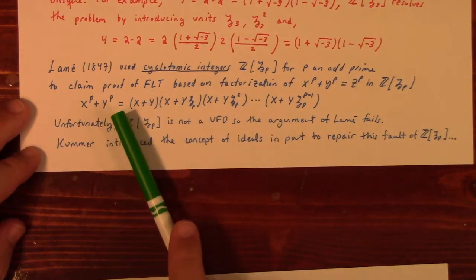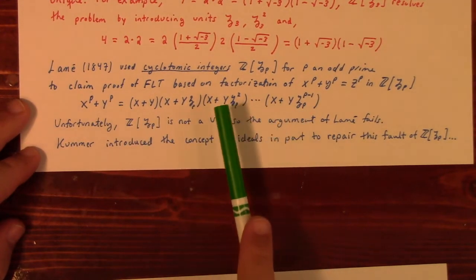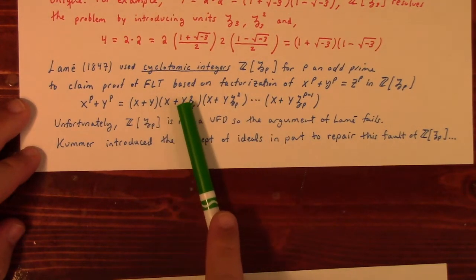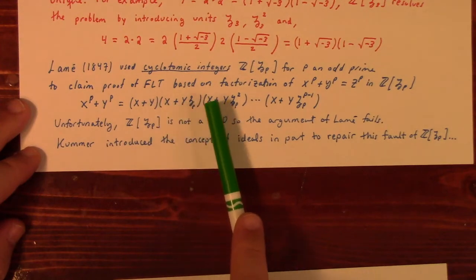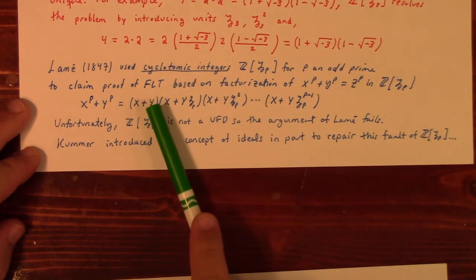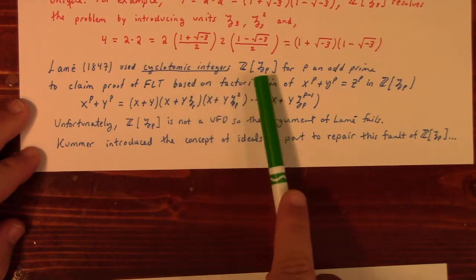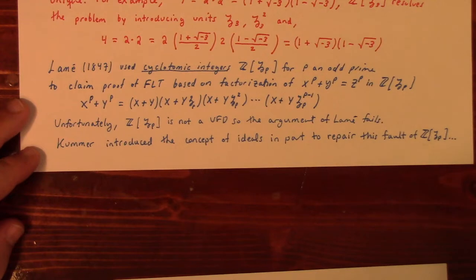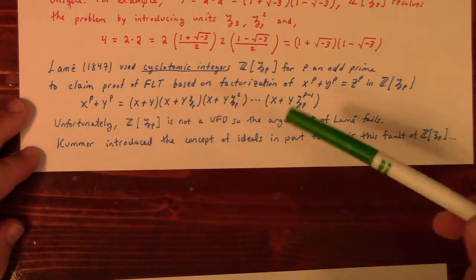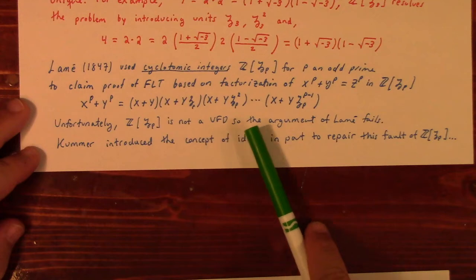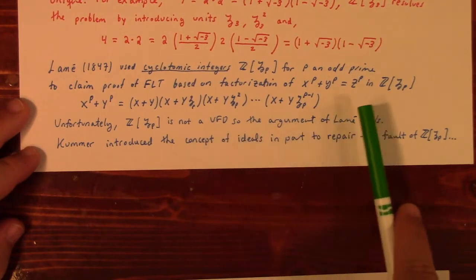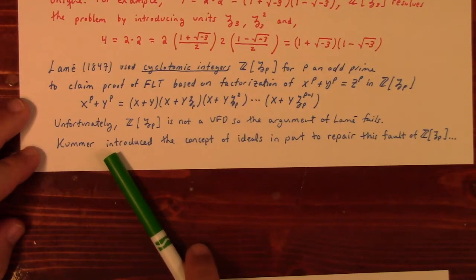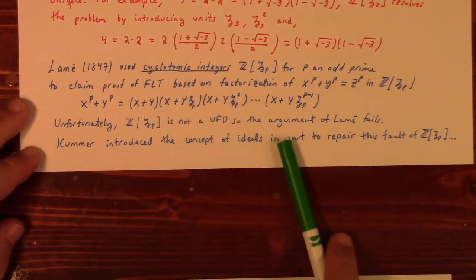It is true that this factors into that, but what's not true is that these give you a unique set of prime factors. So it's not a UFD, right? It's not a unique factorization domain. So when you try to compare this to the other thing to get the contradiction you want, it falls apart. In other words, since Z adjoin zeta p is not a UFD, the argument by Lamé fails. And this led, amongst other things, Kummer to introduce the concept of ideals, in part to repair this fault.